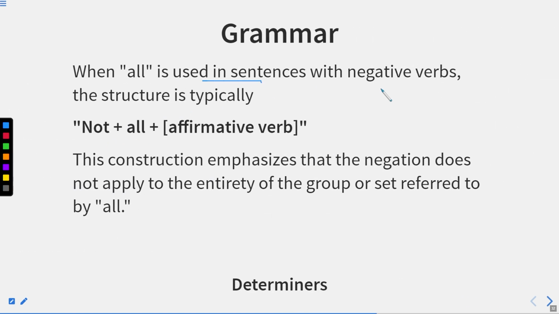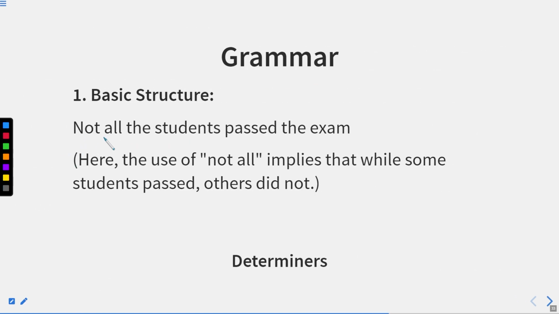When all is used in sentences with negative verbs, the structure is typically not plus all plus affirmative verb. Now let us take the sentence. Not all the students passed the exam. It means there are some who failed as well. Now here in this case, if I use not all, it means some failed and some passed.